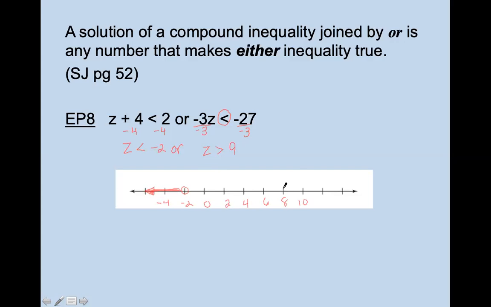Or I'm looking for solutions that are greater than 9. So 9 is halfway in between 8 and 10. So I'm going to do an open circle at 9. And my solutions are going to the right in this case because the numbers are greater than 9. So if you notice, there's no overlap. The arrows are facing outwards in this OR inequality.